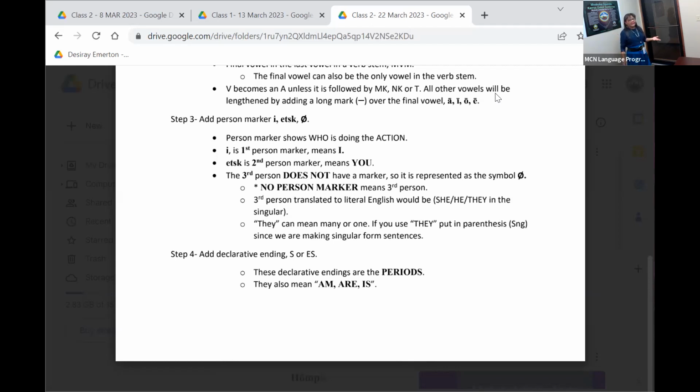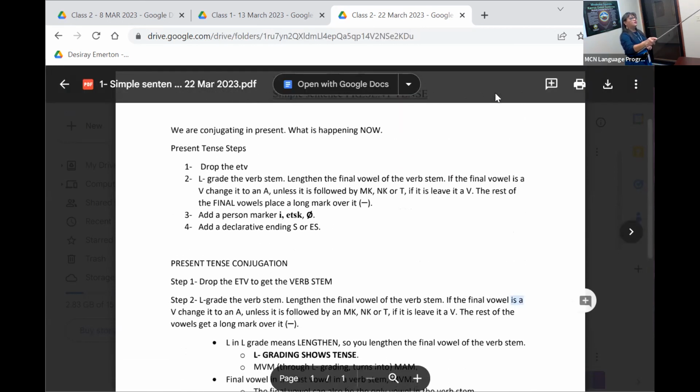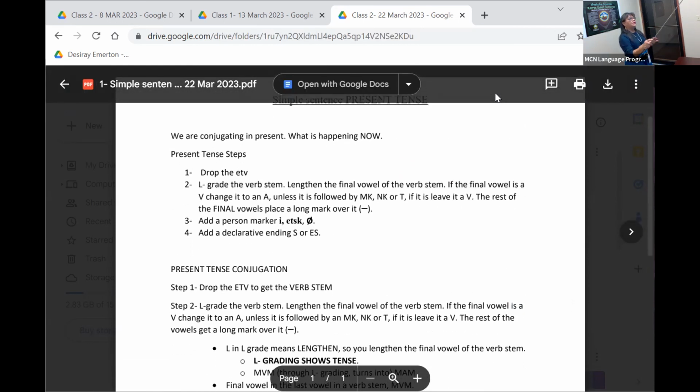How important that is. You know, in Muskogee, I'm not sure, but this is what we were taught in the classroom. And the ES and ES also mean am, are, or is. All right. So this is the first set of notes. Does anybody have any questions right now?